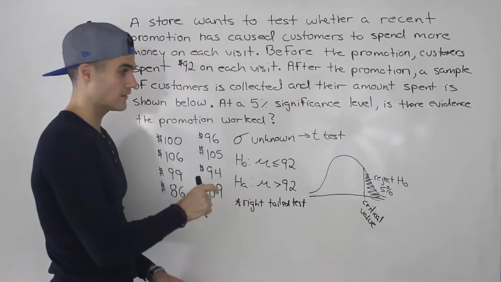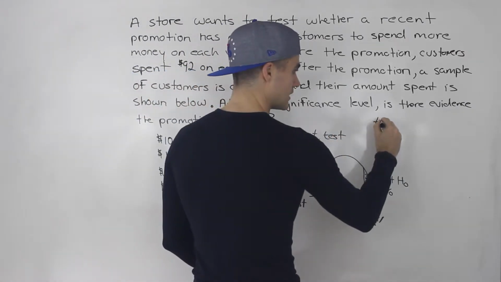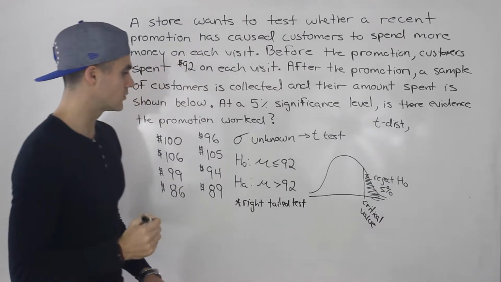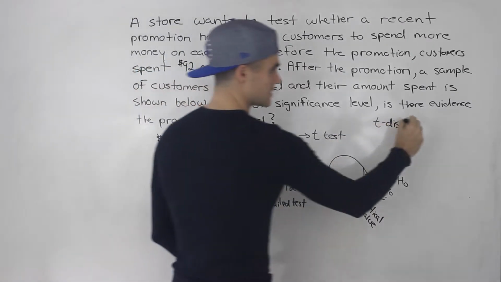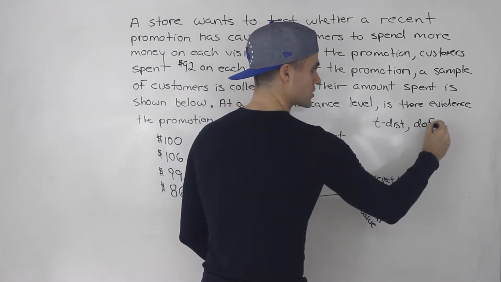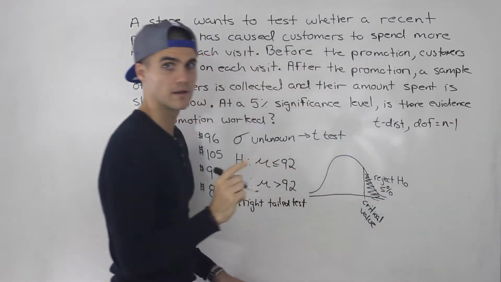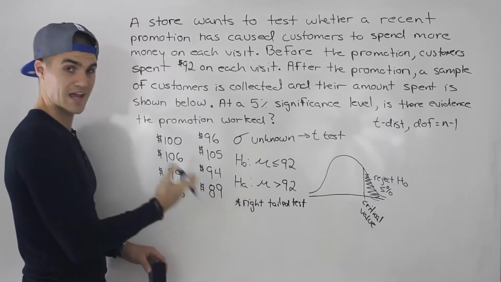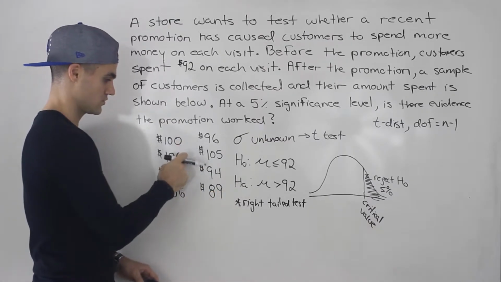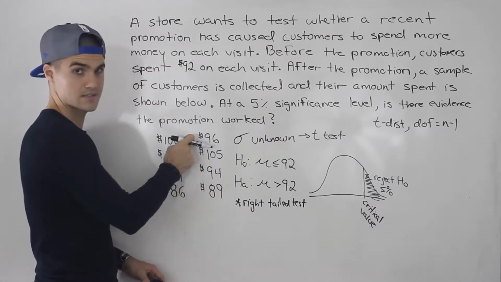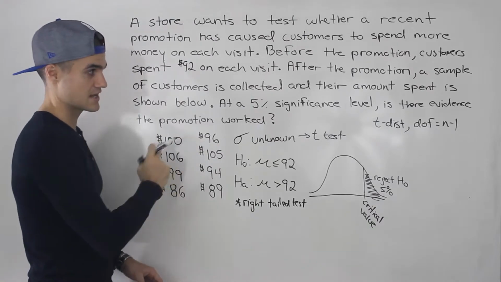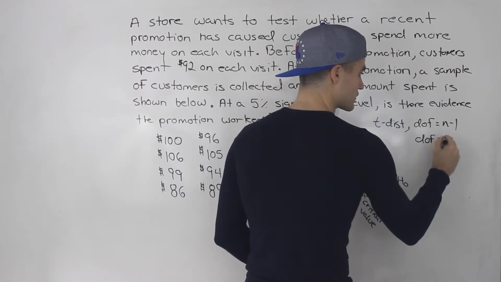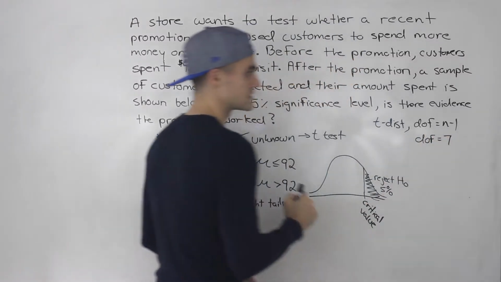And notice the critical value, it's going to be on a t distribution. And what's the degrees of freedom going to be for this t distribution? Well, remember, it's always the sample size minus 1. But notice we're not given the sample size, but we're given the sample data. So notice how many observations are made. 1, 2, 3, 4, 5, 6, 7, 8. Right? So our sample size is 8. So 8 minus 1. We know we're going to be working with a degrees of freedom of 7.